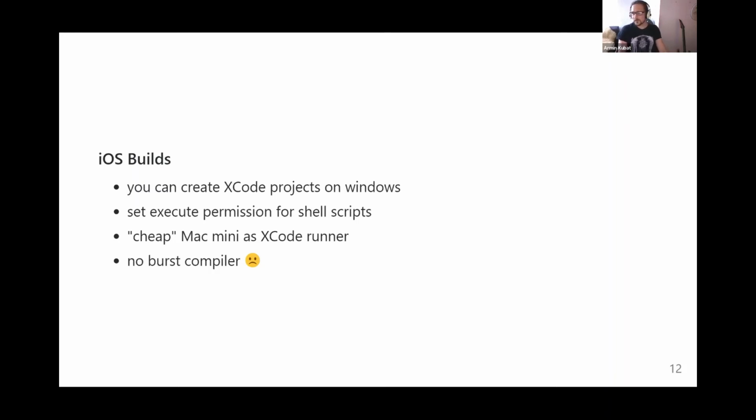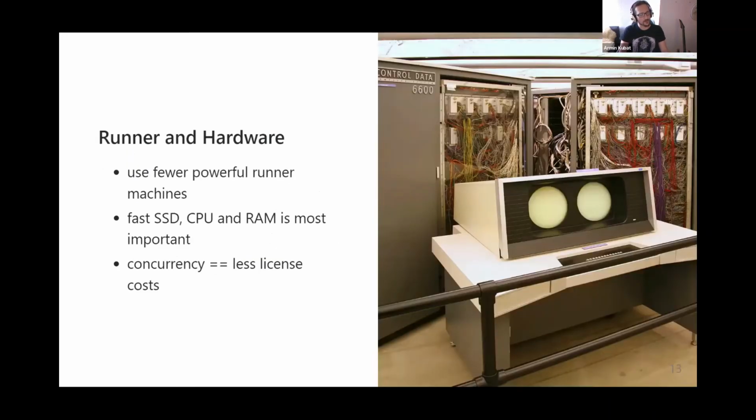So that brings me to the next slide, runner and hardware. That should mean runner hardware, but I forgot to change it. Doesn't matter. In my opinion, it's better to use a few powerful runner machines instead of many cheap runner machines, because you can put in a powerful SSD, a multi-core CPU, and a lot of RAM. And then you can increase the concurrency of the runner.